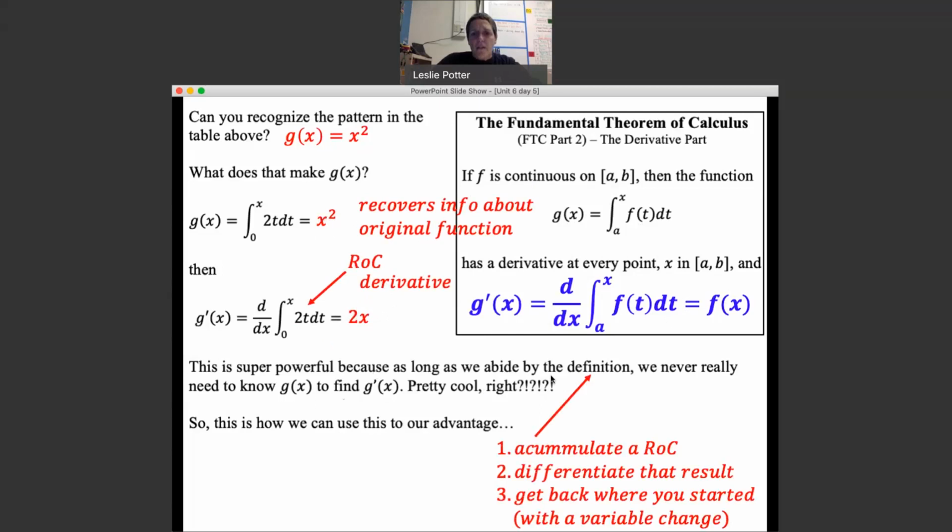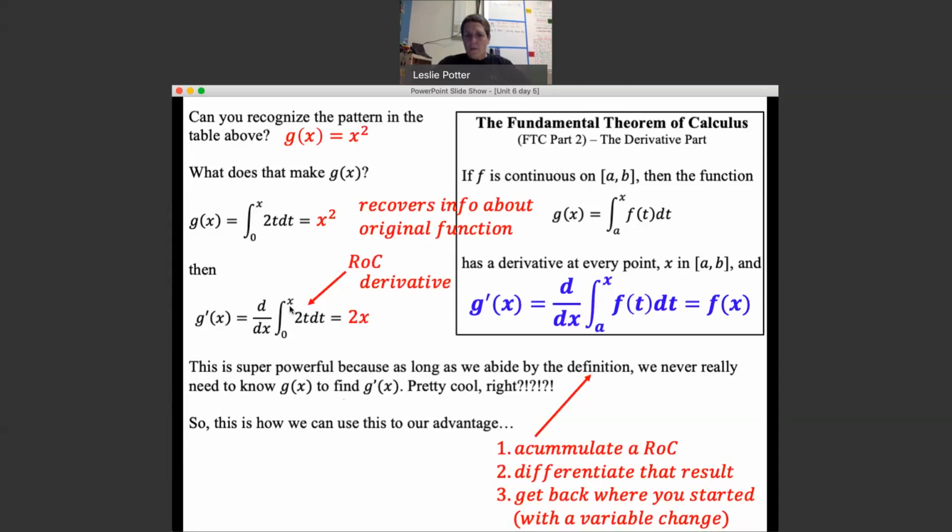So we know this is the rate of change, which is also the derivative. We know it recovers information about what we started with, which was x squared, right? We see the relationship between starting here, differentiating, and getting here. And so the definition is that we accumulate a rate of change. That's this definite integral part. We differentiate that result. We have a variable change that occurs as a result of that. And you get back what you started with, with that variable change. And as long as we adhere to that definition, then really we don't even need to know what the original function is.